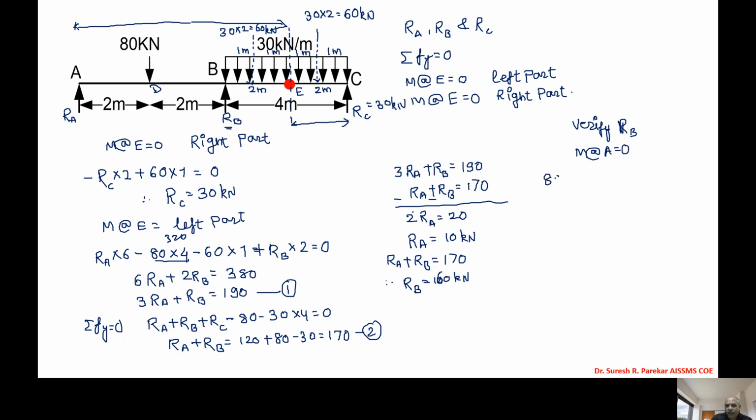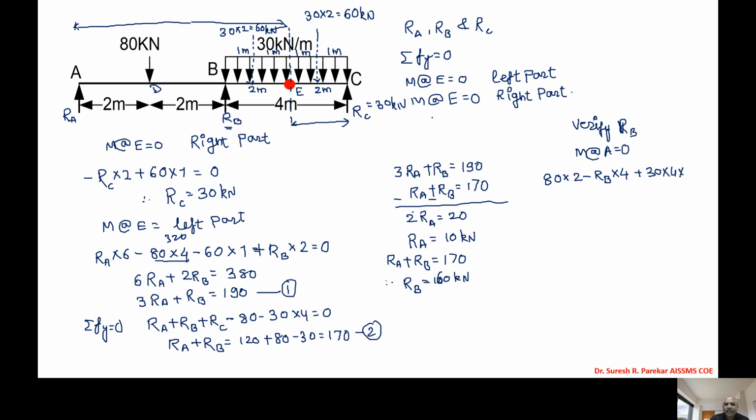So due to 80, first clockwise, 80 into 2, then due to RB anti-clockwise, minus RB into 4, then due to UDL. Now we have to consider the whole UDL because this is on one side. When we take moment about E = 0, half UDL is on the right side, half UDL on the left side, so we have to consider accordingly. So minus RB into 4 plus now the UDL, we have 30 into 4.